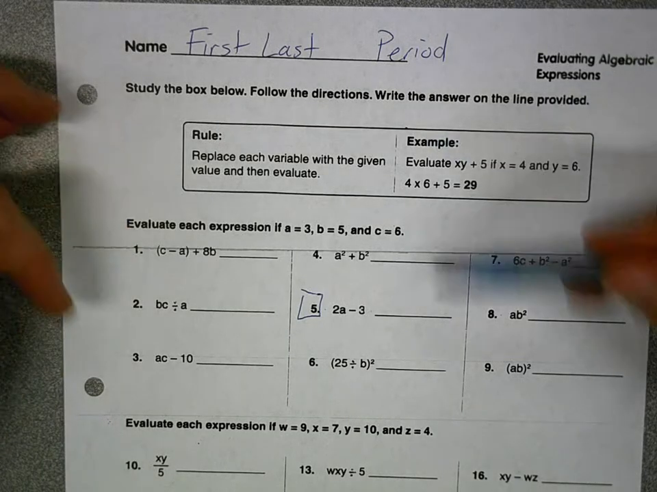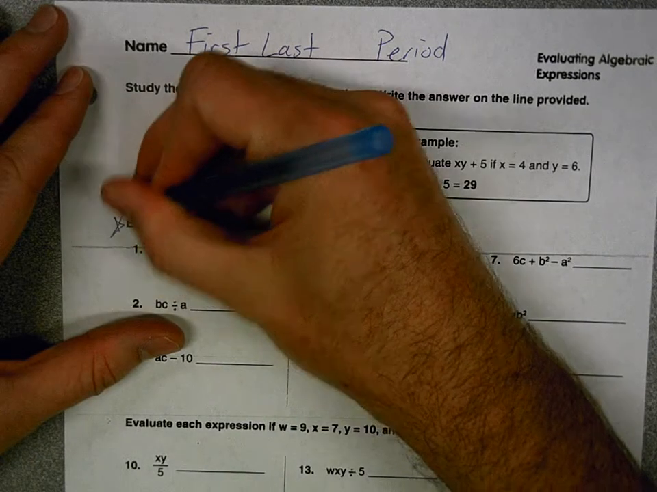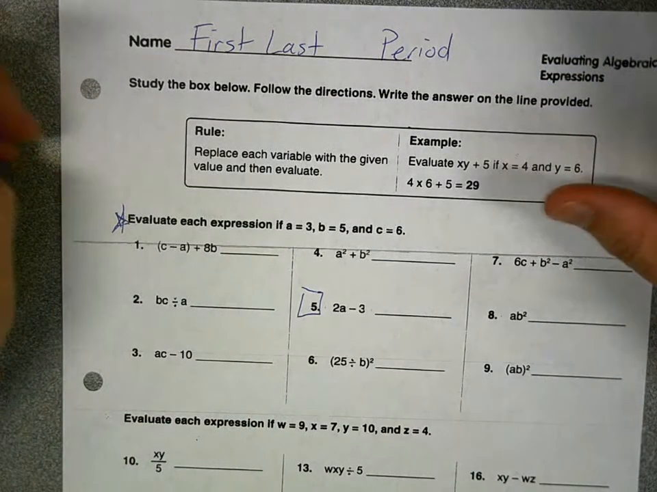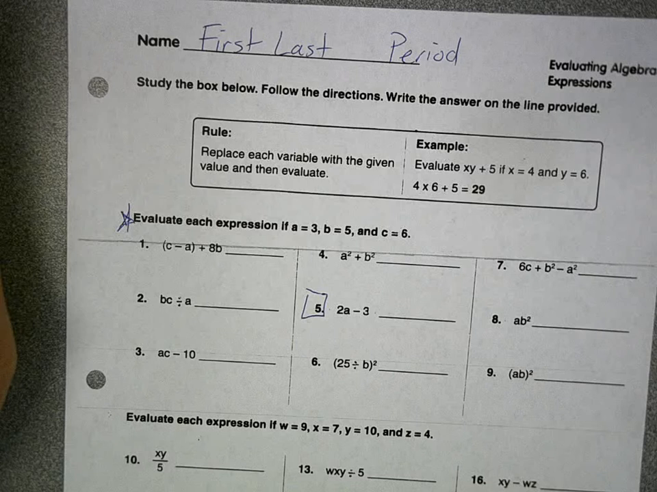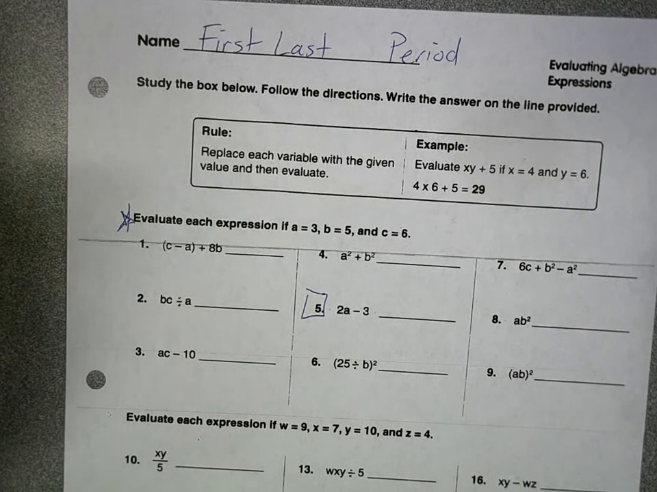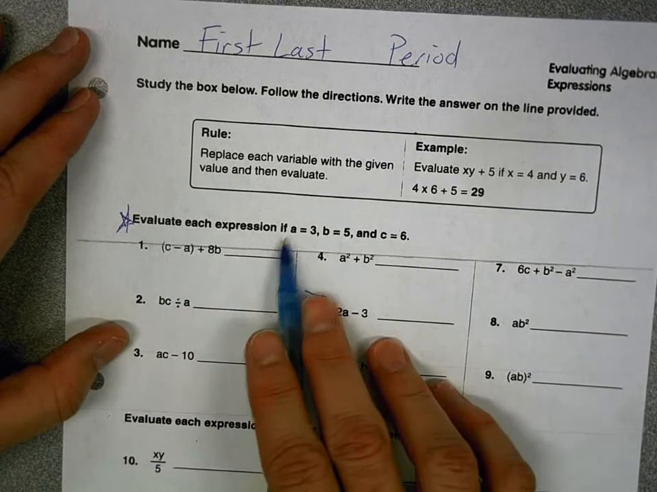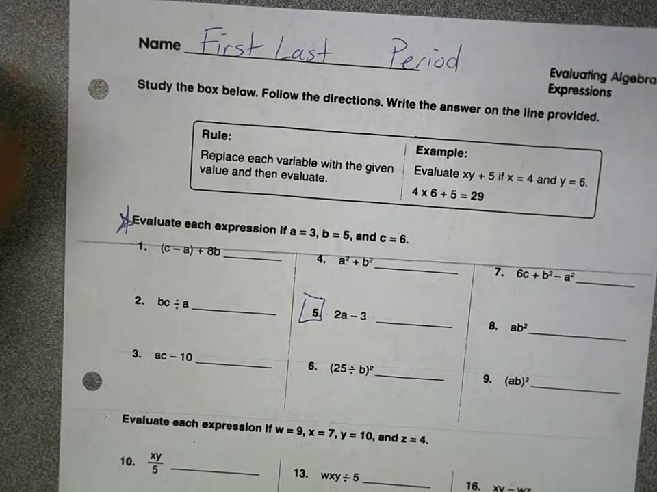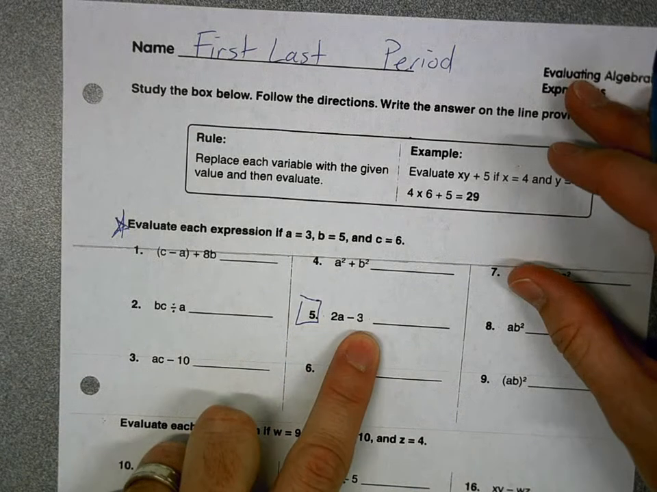On this lesson, the directions in each section are very important because they're going to define the variable. What that means is they're going to tell you the value or the number that the variable actually stands for. When I say variable, I'm talking about the letter. For example, it says evaluate each expression if A equals 3, B equals 5, and C equals 6. So for number 5, it says 2a minus 3.